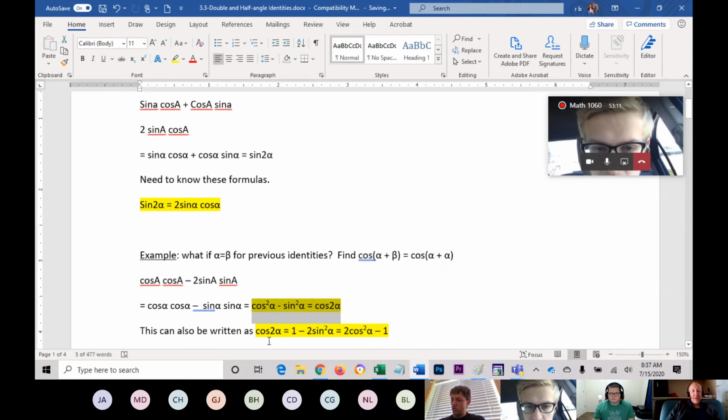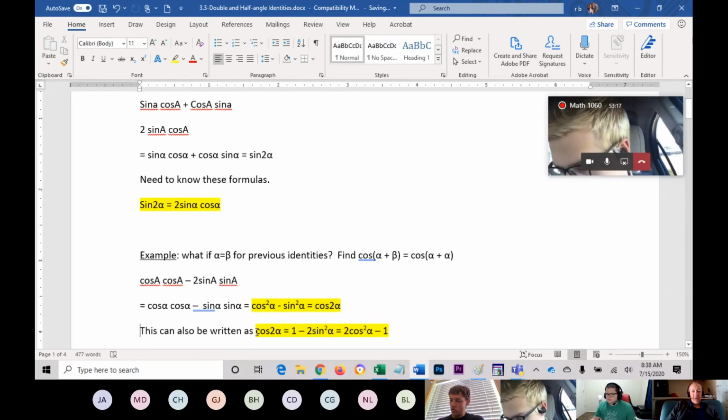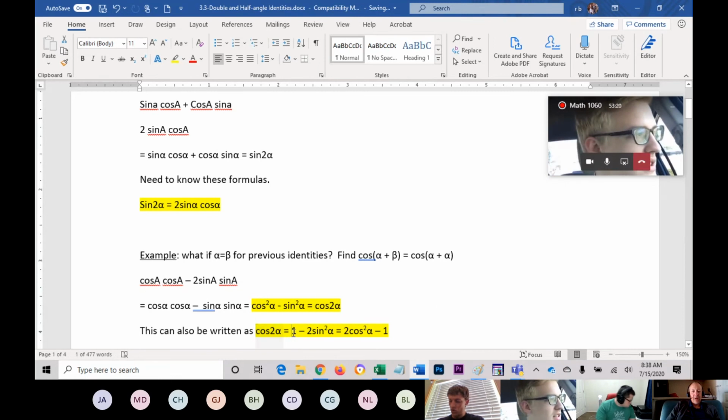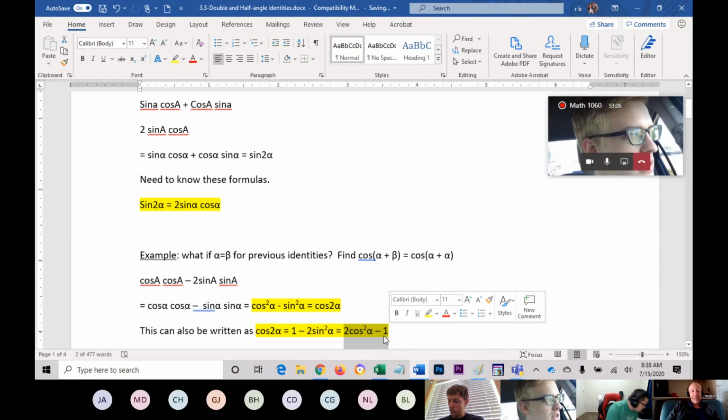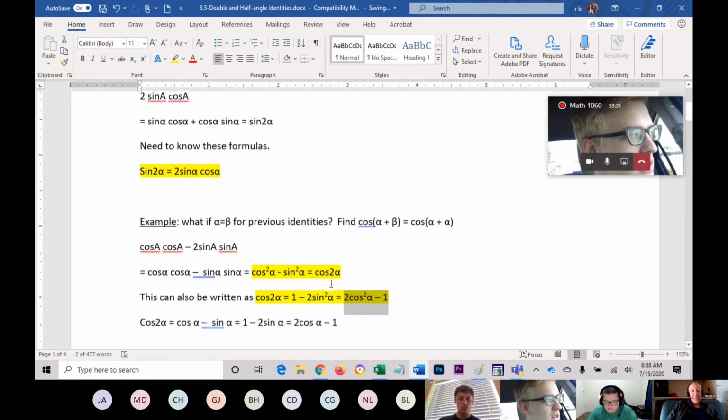Now, also, we can implement the Pythagorean theorem, and so we can also write the cosine of 2 alpha equals 1 minus 2 sine squared of alpha, or 2 cosine squared of alpha minus 1. Okay? So those are some more things you'll want to memorize.